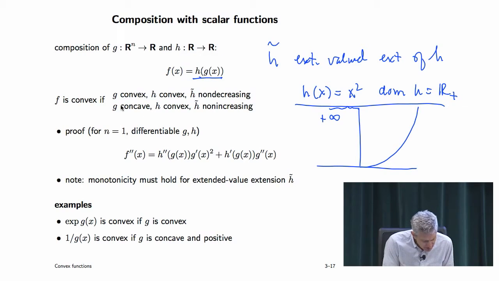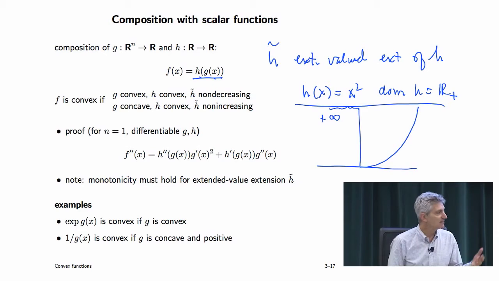You have a function that is convex if the inner function is concave, but h is, instead of non-decreasing, non-increasing. So it's basically a decreasing function. Okay, informally, so that's the idea. Now, how do you prove this?